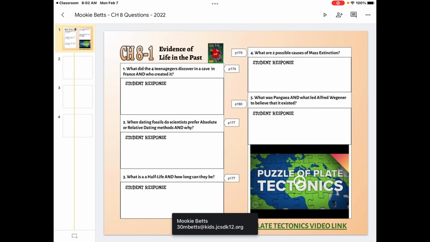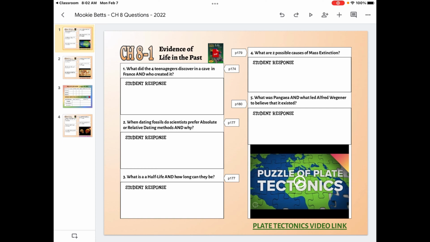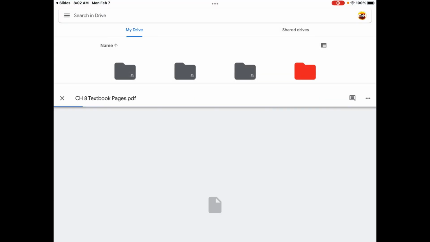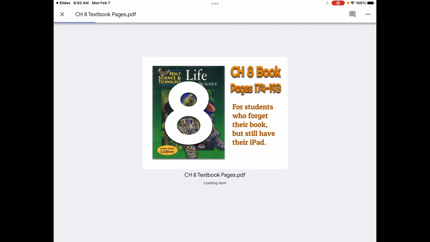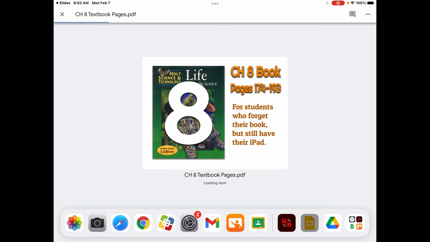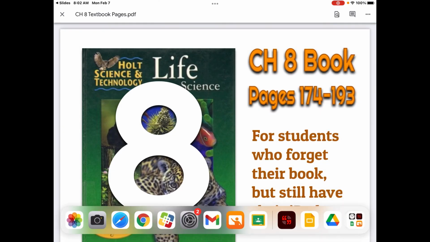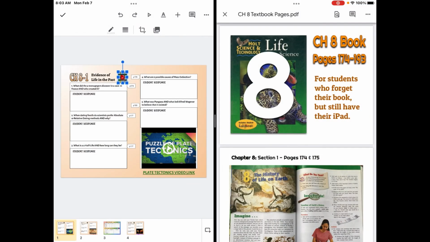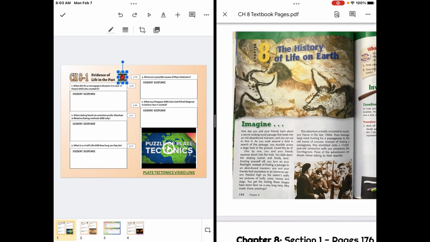And we can double tap so that we can edit. I can open this link. There are other ways to open the textbook pages, but then I can go back and split screen. Come on. There we go. With the book slides.